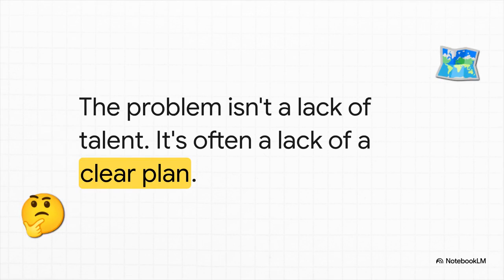Now here's the thing, the issue is almost never a lack of talent. These teams are usually full of brilliant people. No, the chaos usually comes from something much simpler. They didn't have a clear plan that everyone agreed on. It's like everyone was building their own separate tower and they only realized they didn't match up when it was time to put the roof on.